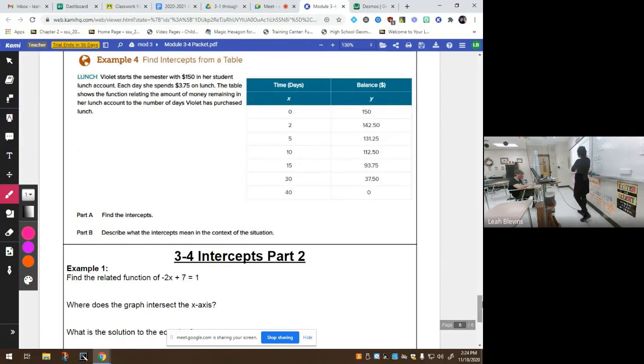Violet starts this semester with $150 in her student lunch account. Each day she spends $3.75 on lunch. The table shows the function relating the amount of money remaining in her lunch account to the number of days Violet has purchased lunch. Where are my intercepts?